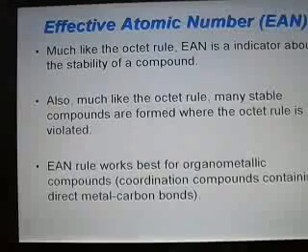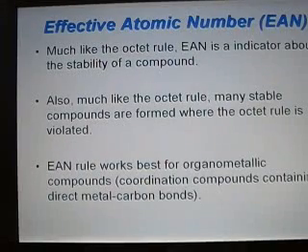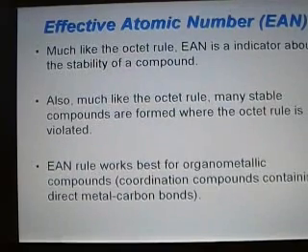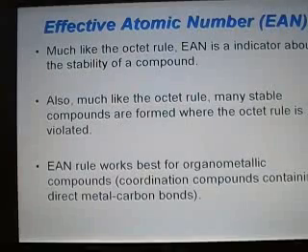Now, much like the octet rule, the effective atomic number is an indicator of how stable a compound is. Also, like the octet rule, stable compounds are formed where the octet rule is violated. So, you should believe that when compounds violate the effective atomic number rule, they can also form as well. There's exceptions. The effective atomic number rule works best for organometallic compounds. Those are coordination compounds containing direct metal cation carbon bonds.